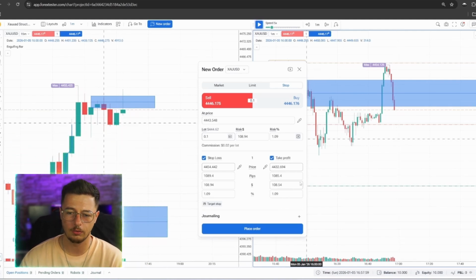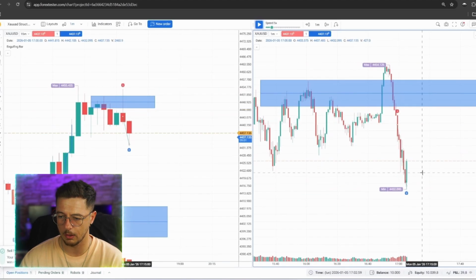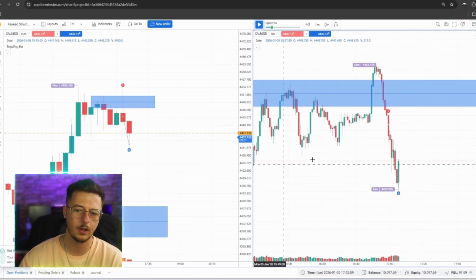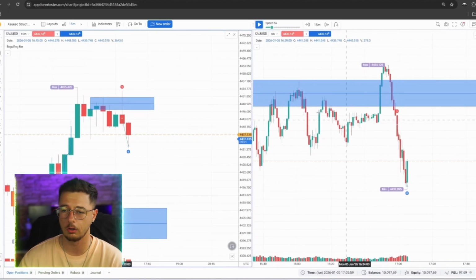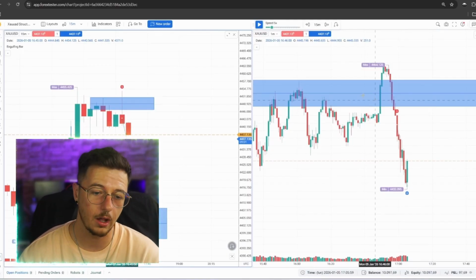So now I've placed my trade there. What I'm going to do is set this to 1% risk as it's set there, and place the order. So let's see how this trade performs. There we go, it's coming down. Perfect. Hit the take profit. Perfect. Now what I'm going to do is not use this zone anymore, because obviously I've already got a trade out of it. I don't need another trade out of it.